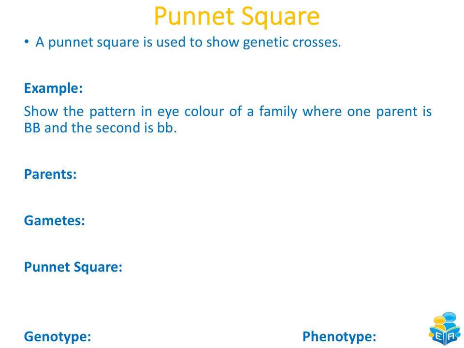We're now going to start to illustrate genetic crosses with the use of Punnett squares. So a Punnett square is just a simple idea that's used to show genetic crosses. Now, when I'm teaching my students, I always get them to lay them out the exact same way as here. So I have five little subheadings, which we can see. I have the parents, I have the gametes, I have the Punnett square, I have the genotype, and I have the phenotype.